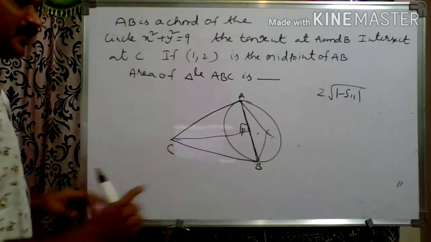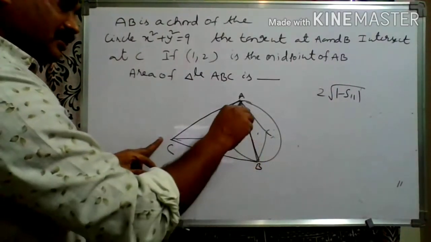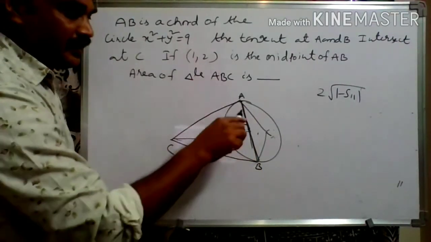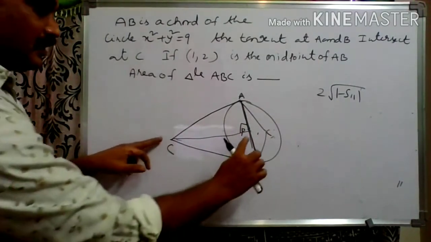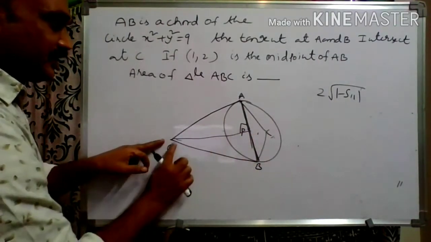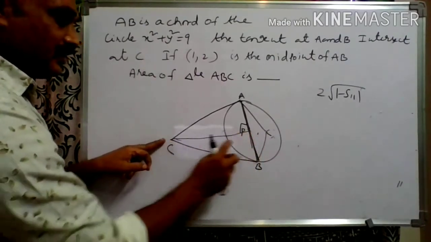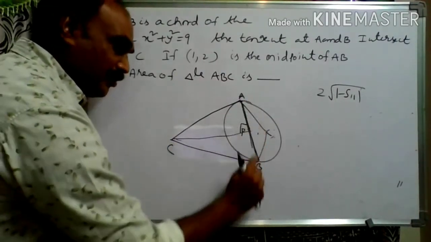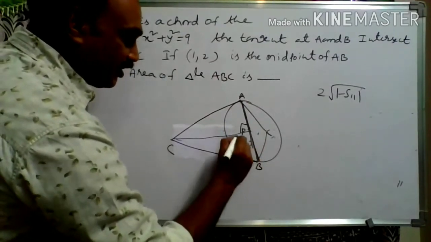Next, students, how to calculate this length? So this chord equation, with midpoint 1 comma 2, is S1 is equal to S11. Students, this length is the perpendicular distance from point C to the midpoint of the chord. Students, this is 1 comma 2.